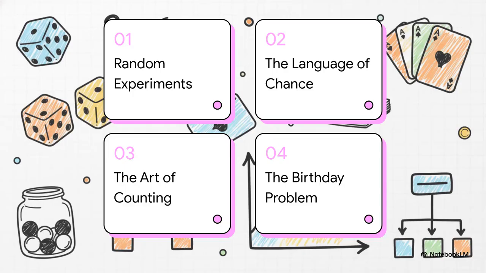All right, so let's get into it. Here's what we've got on tap. First, we'll nail down what a random experiment actually is. Then, we'll get the lingo down, the language of chance. After that, we'll see why just counting is one of the most powerful tools we have. And to wrap it all up, we're going to test our new skills on a famous puzzle that trips almost everyone up, the birthday problem.